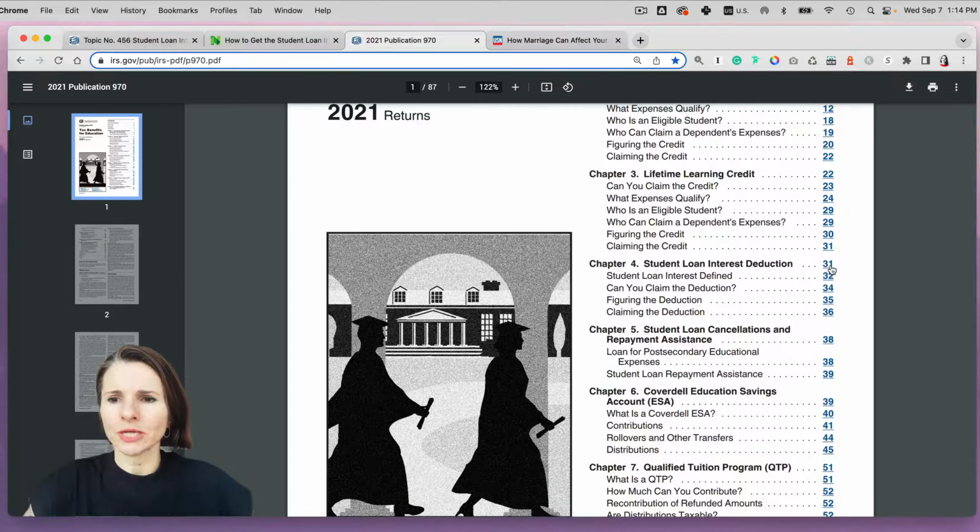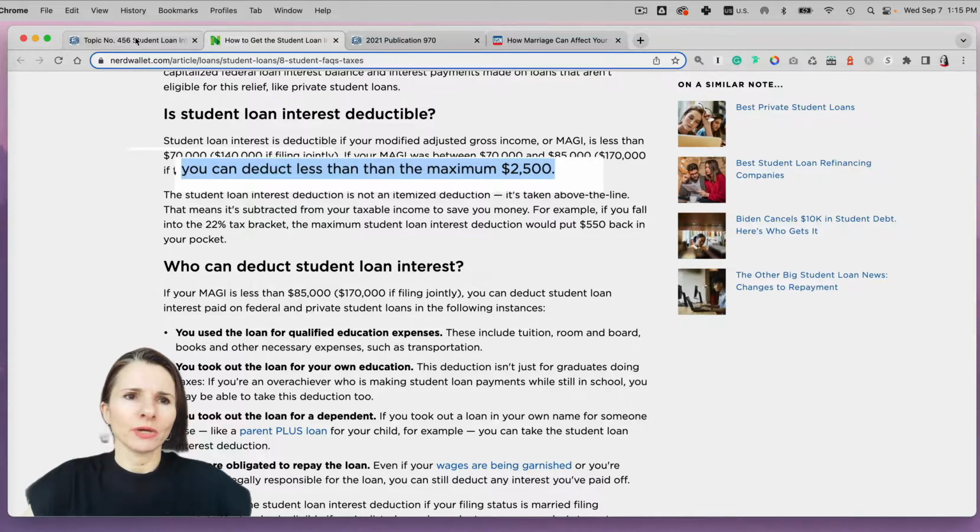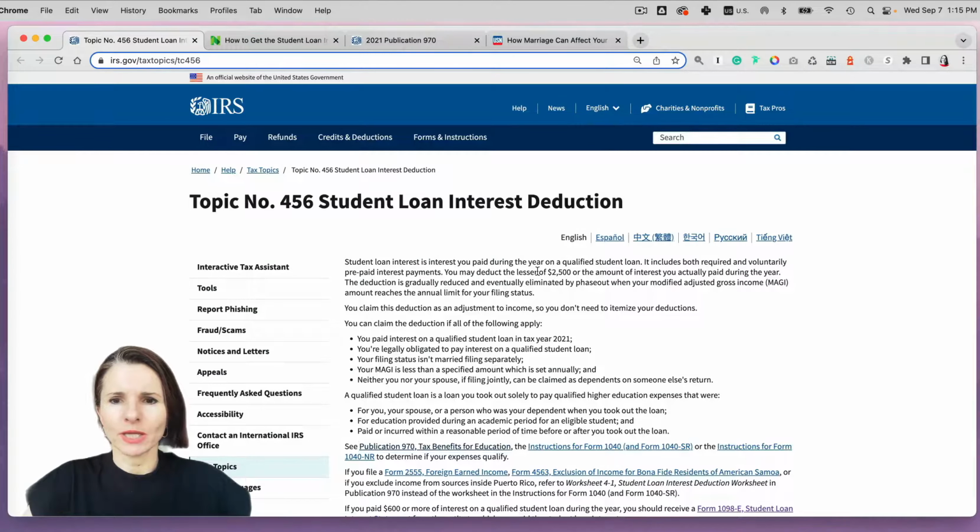You can deduct how much? Okay, we didn't talk about how much. You can deduct up to $2,500. So let's see what it is. Maximum $2,500. And in my other sheet, it says the same thing, up to $2,500 of interest that you paid during the year. Each form will be for a specific year, and that's the amount, up to that amount.